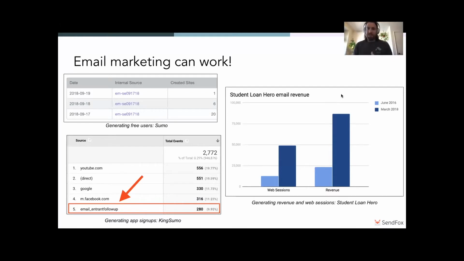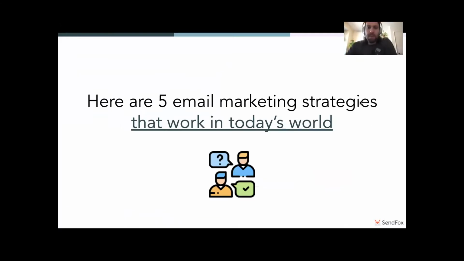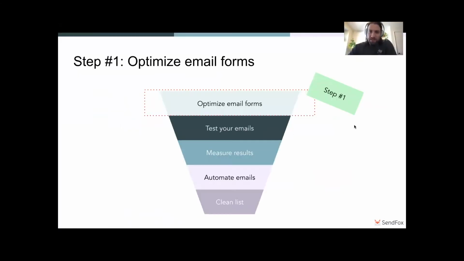It can adapt to the type of business we have: as a startup, as a growing company, as a 7-figure company, as a company whose goal this year is to get more conversions, as a company whose goal next year is to get more web sessions. We can do a lot of different things with email marketing. So here are 5 strategies that work in today's world that we think about for email marketing.